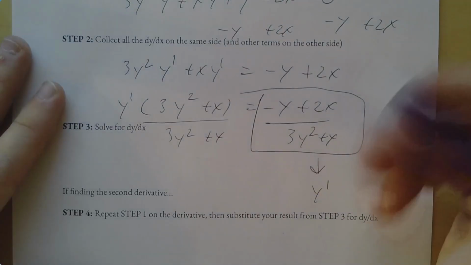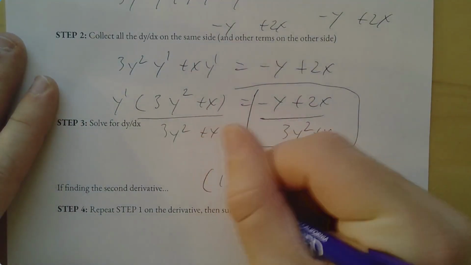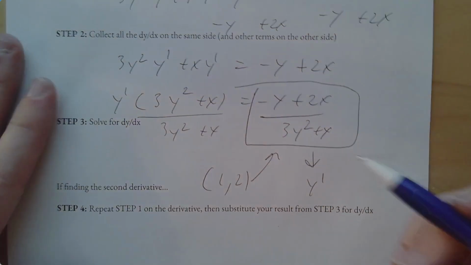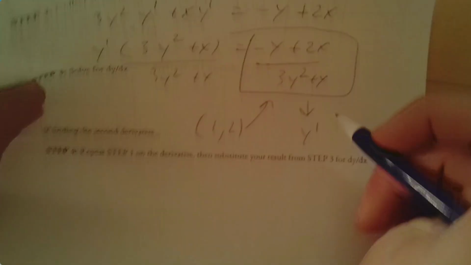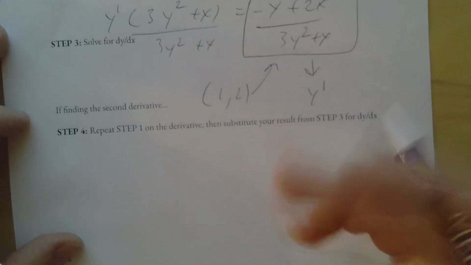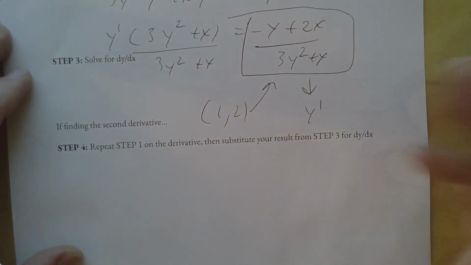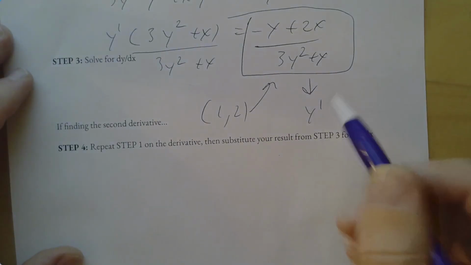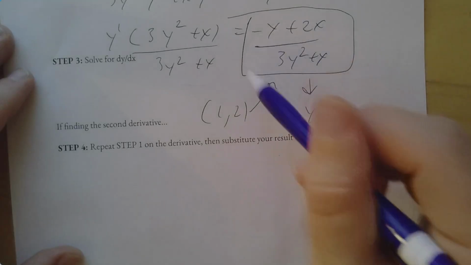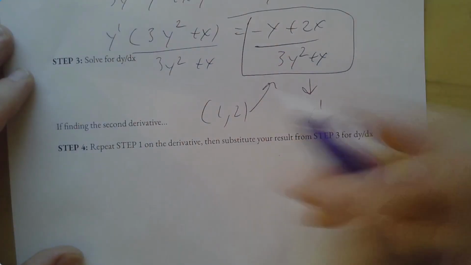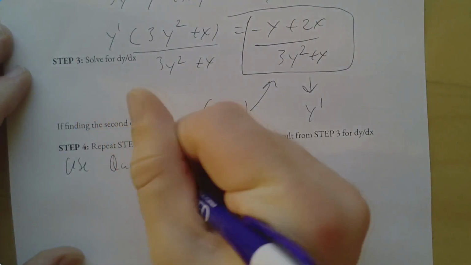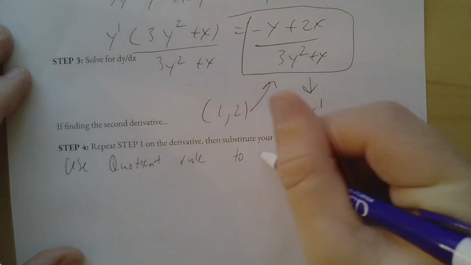And sometimes it says, evaluate the y prime at a set of coordinates, and it'll give you 1, 2. Then you would just plug in those coordinates in here, and you'd get the y prime at that point. If it said find the second derivative, or in the FRQ sometimes it's find the concavity, or see if the concavity is positive or negative at a point, you take the derivative of this again using quotient rule. So you use quotient rule to differentiate.